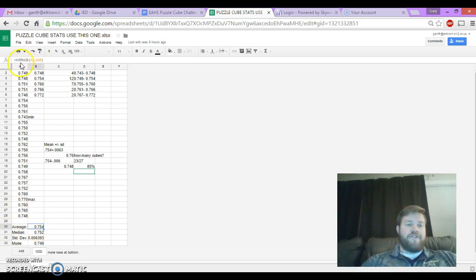To do your average, you're going to take the average of your cells. We have 2 through 28 here, or however many you did. Within those cells, press enter, and that should give you that number. Median, same thought process: highlight, equal sign, median, and that'll give you that number. Then standard deviation.